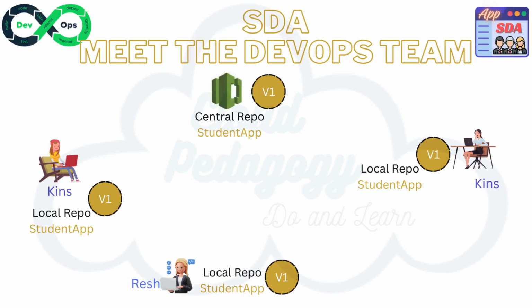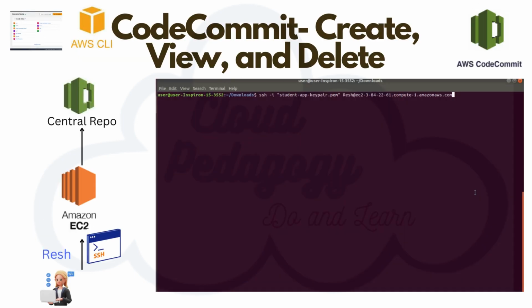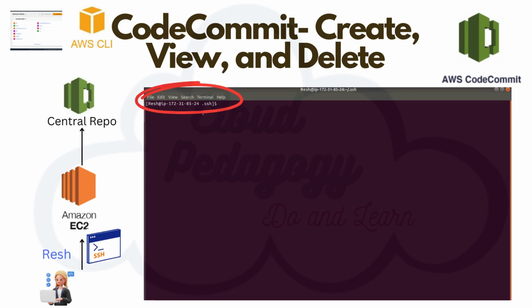According to our student directory application lab diagram, we have 3 developer teams. In this lab, I'm going to SSH in as a REST developer and then do the CodeCommit actions. If you are ready, let's jump into our task.